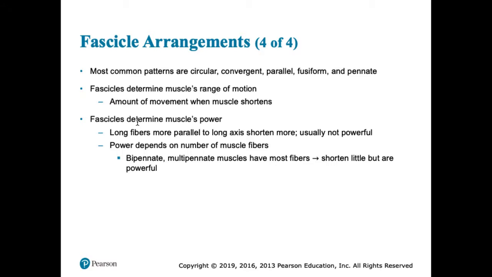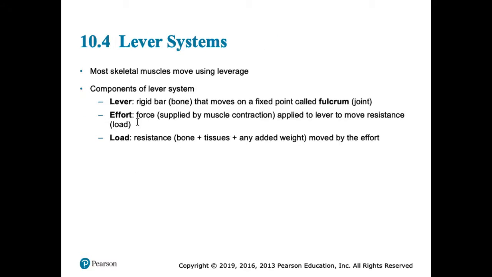These fascicles determine the range of motion, so they are very, very important. That's the amount of movement when the muscle shortens. Fascicles also determine muscle power. Long fibers, more parallel to the long axis, shorten more, but are usually not powerful. Power depends on the number of muscle fibers. Bipinnate and multipinnate muscles have the most fibers. They shorten little, but are powerful.